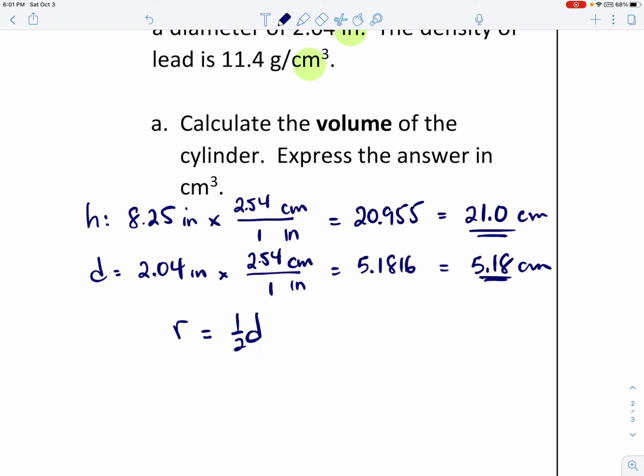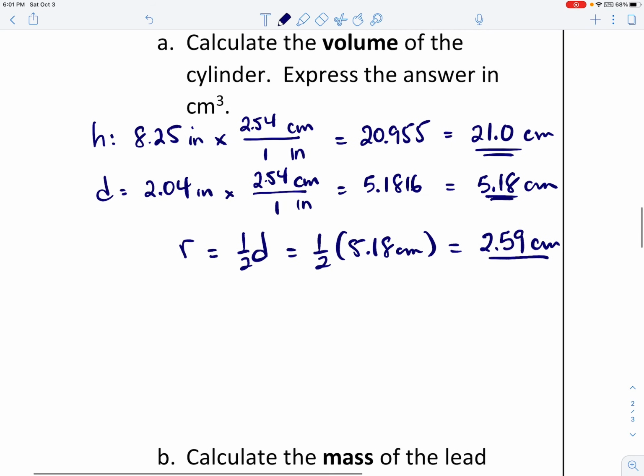The radius is 1/2 of the diameter. So it's going to be 1/2 of the 5.18 centimeters. So divide that answer by 2 and we get 2.59 centimeters. Now we have everything we need to find the volume.